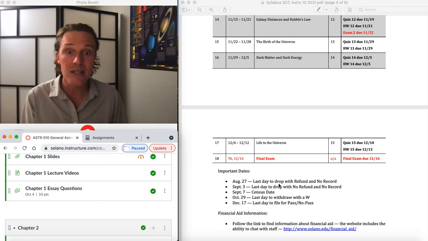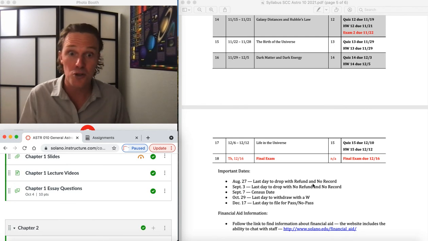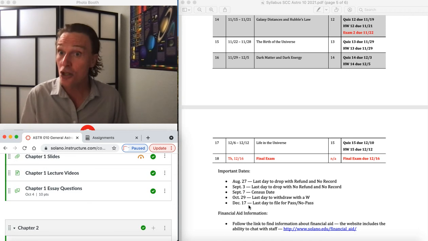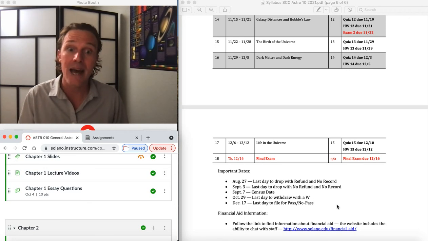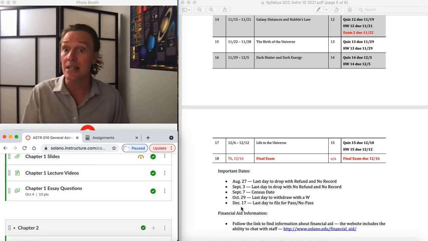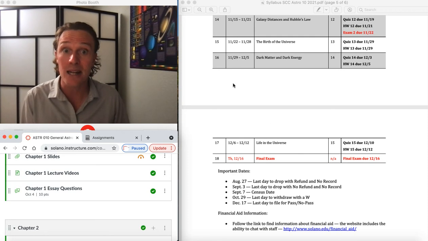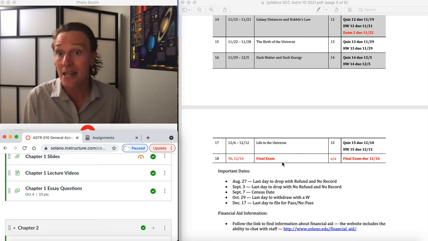Here are some important dates in terms of the administrative side of the college. This applies to any class, and also applies to this one. Last day to drop with a refund, last day to drop with no refund, census date, that's more for me than you, last day to withdraw, and then you can see this is a new policy. The last date to file pass, no pass is now actually December 17th. It used to be sometime in September, but now you can change the pass, no pass at the very last minute. You can literally change the pass, no pass after taking the final exam.